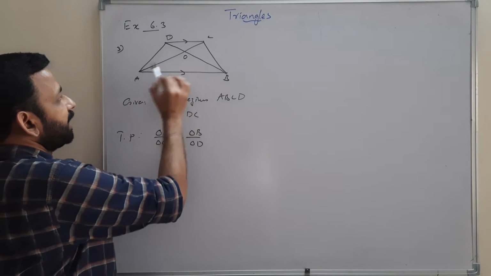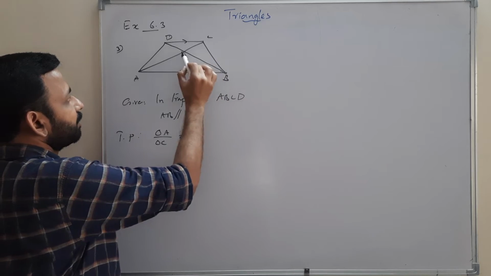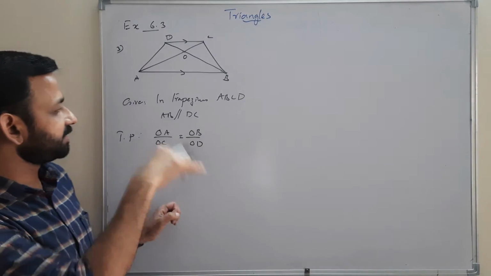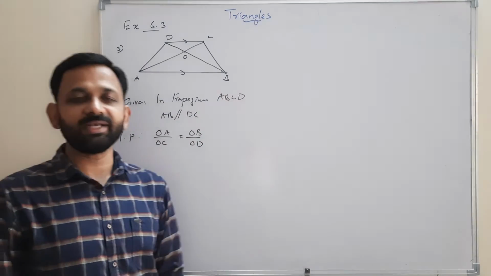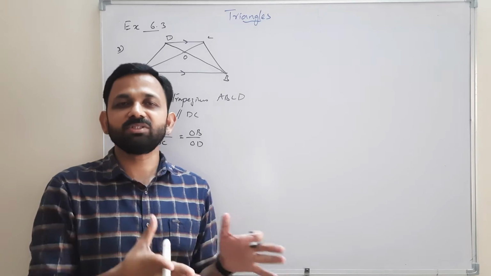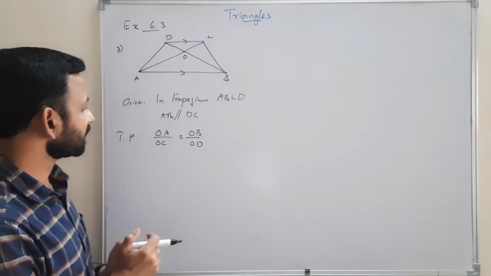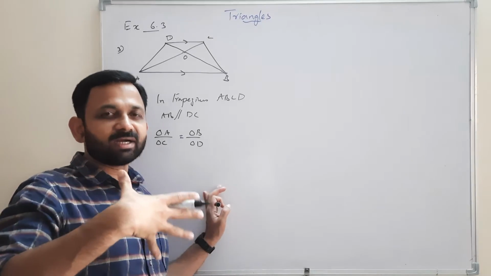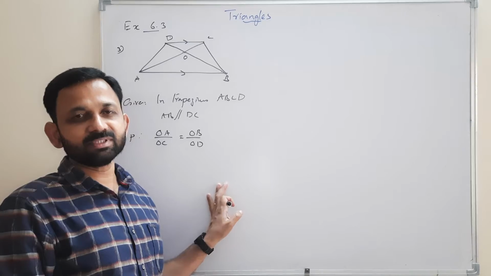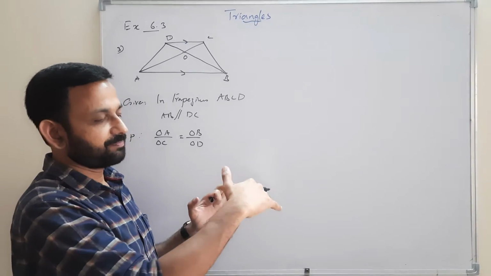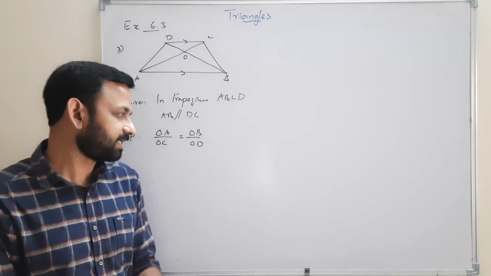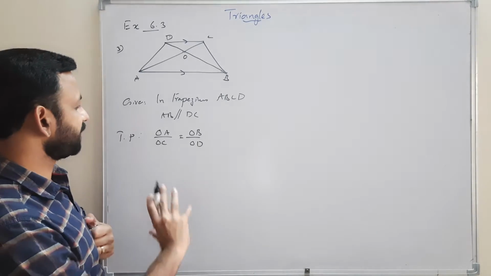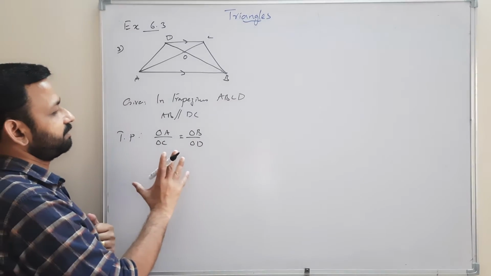We need to find OA upon OB equal to OC upon OD by using similarity criterion. The same question we have done in previous exercise by using basic proportionality theorem. So here we are doing this question by similarity criterion. So we are going to prove two triangles are similar by using similarity theorems, and from there we can write the ratio between the corresponding sides, and from that equation we will get this result. That is the method. So we need to find triangles which are similar.